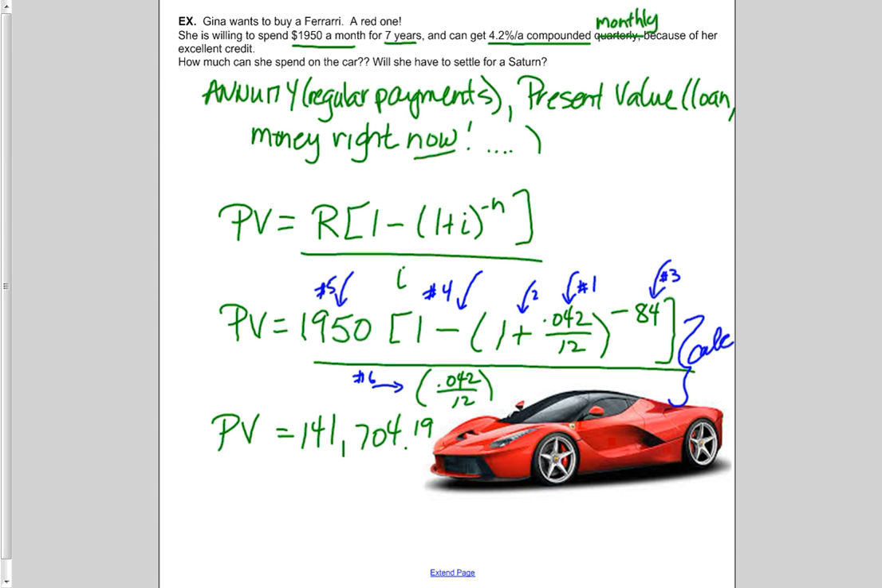The present value is $141,704.19. I looked it up. Ferraris are usually about $250,000. So Gina is stuck with a Saturn.